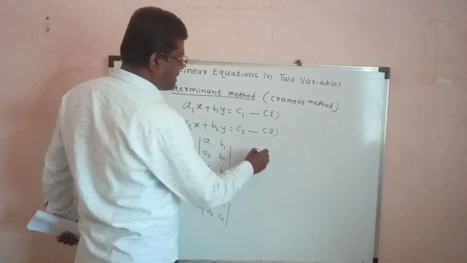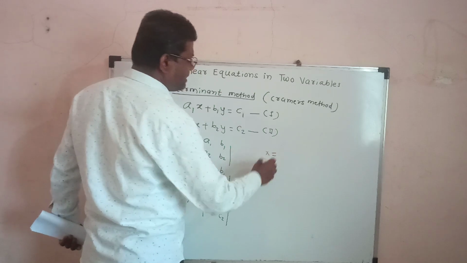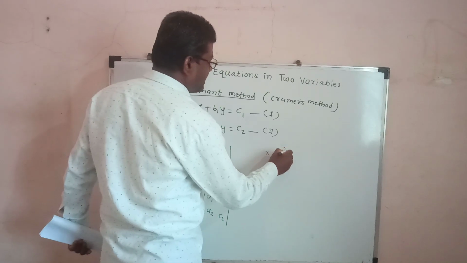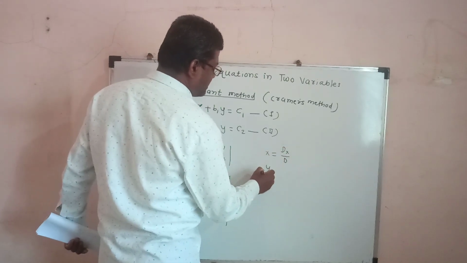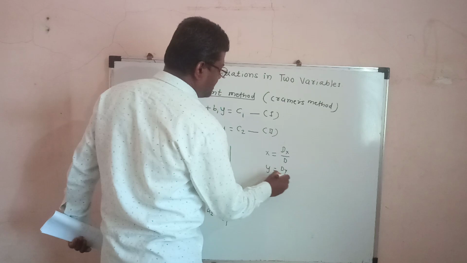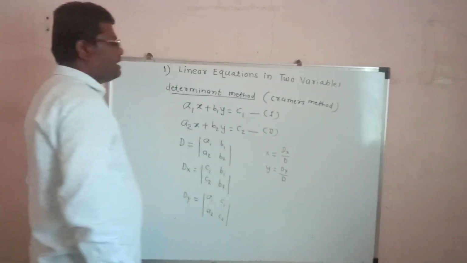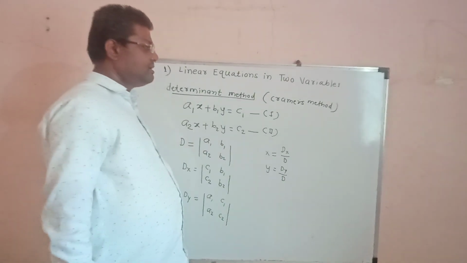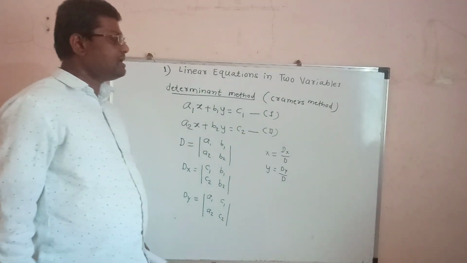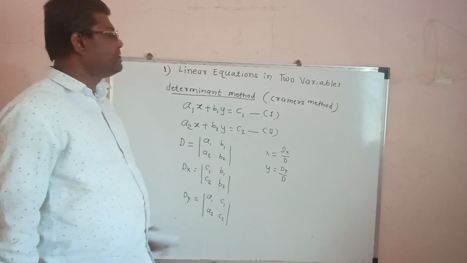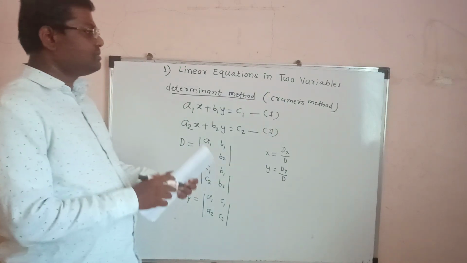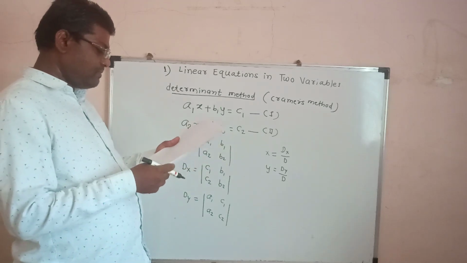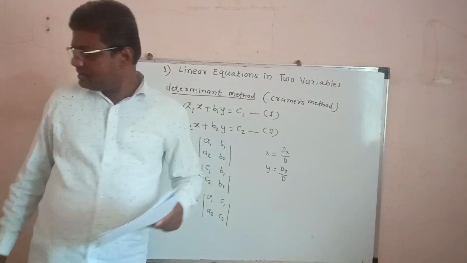Then, in order to find the values of x and y, we use the formulas x is equal to Dx by D and y is equal to Dy by D. In this way, any simultaneous equations in two variables can be solved by using Cramer's rule. Now let us see how Cramer's rule can be applied to solve examples.